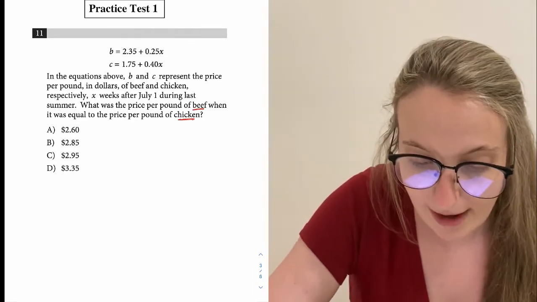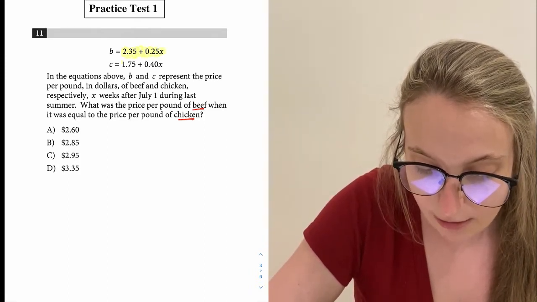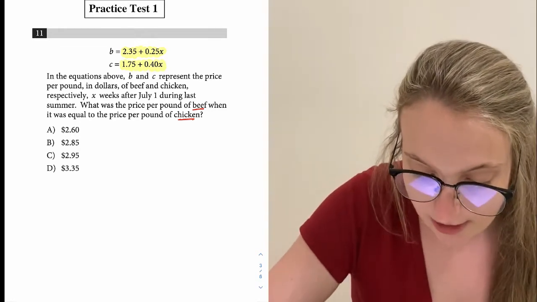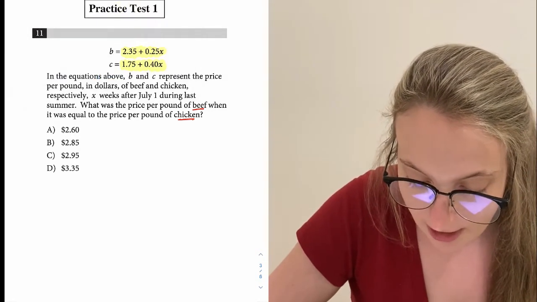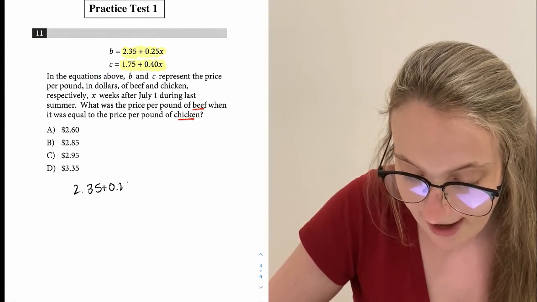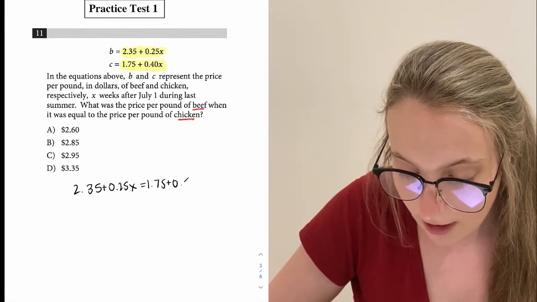Okay, so what that means then is that we're going to set what B is equal to, we're going to set that equal to what C is equal to here because we want it when it's equal. So let's go ahead and set them equal. So we get 2.35 plus 0.25x is equal to 1.75 plus 0.40x.